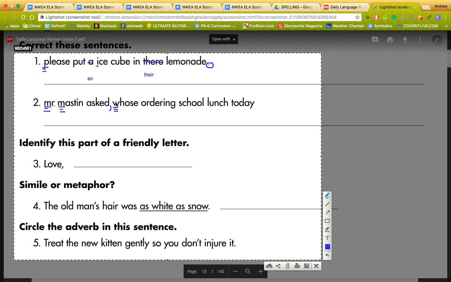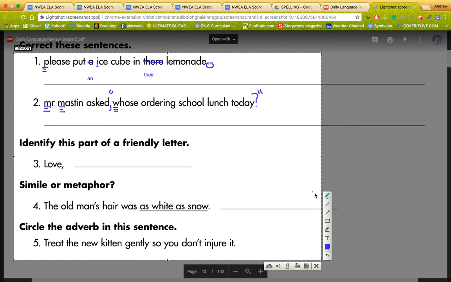Okay, now, since this is what he's saying, we need to put this in quotations because this is dialogue. So we need to have quotations around what he says. So make sure you have those on your paper. Who's ordering school lunch today? Now, that's a question. So at the end here, before this last quotation, I'm going to put the question mark, okay? Because he's asking a question.